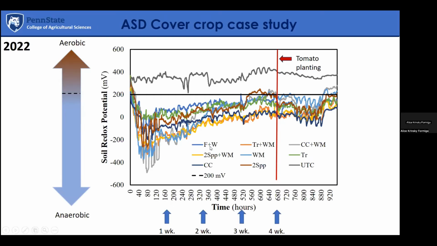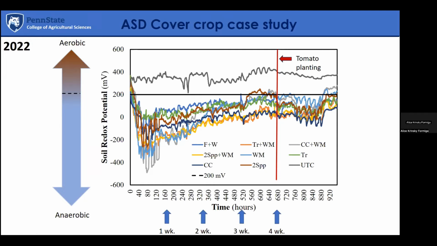But now we'll look at a little bit of a comparison among the different types of plots. So within the first week, you can see that the plots that were the most anaerobic were the ones that had the wheat mids applied. So the fallow plots with wheat mids alone, and then also the crimson clover, the mix, and the triticale with the wheat mids added became the most anaerobic at first.